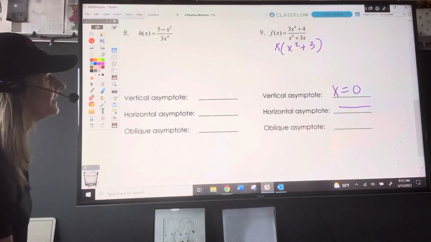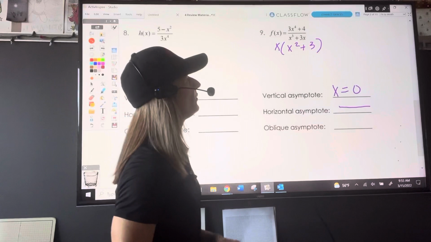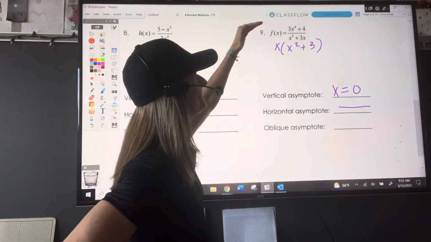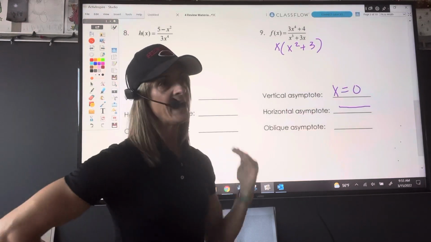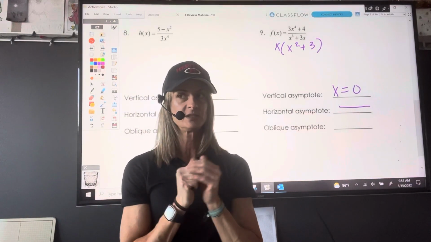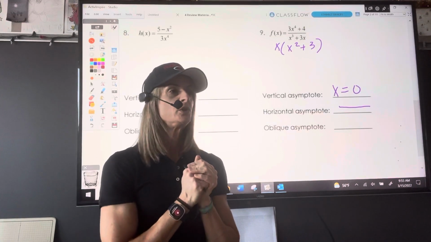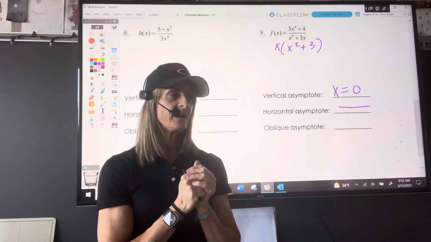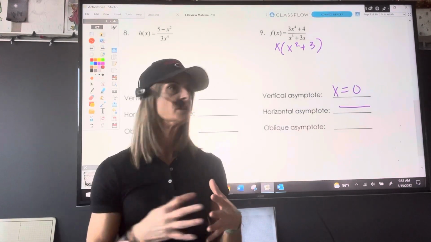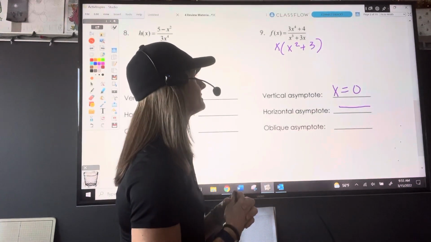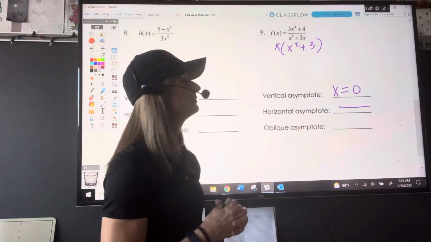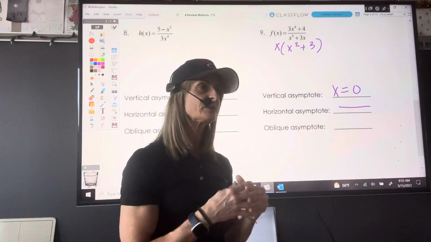Okay, so we have to divide the numerator by the denominator. In this case, we're going to have to use long division, and I hope you watched my long division versus synthetic division video. You can use synthetic division if you are dividing by something like x plus 2 or x minus 3, a nice easy factor. However, this denominator is not x minus 2 or x plus 1. It's x cubed plus 3x. So we have to use long division.